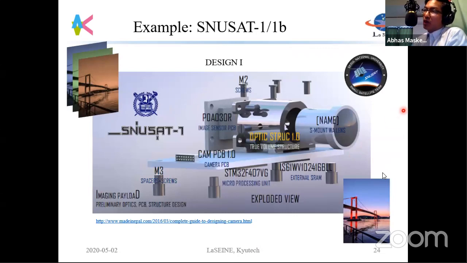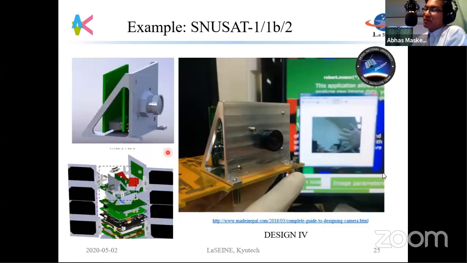For SnooSat 1B, I was also responsible for designing the camera. This was my first design. So you'll see here that there is an image sensor, you have the lens, you have the lens mount, you have the camera controller here with an STM processor. But because of the volume requirements, we had to change the design again. We needed much more vertical design, and we came up with this. And it's also used for SnooSat 2 project. This was designed in SolidWorks.